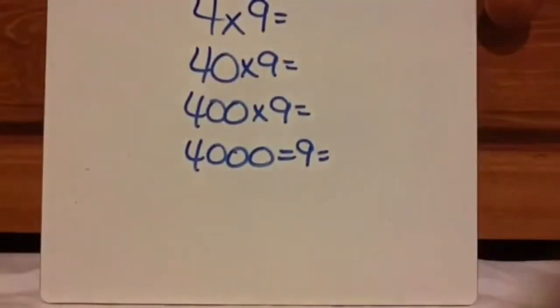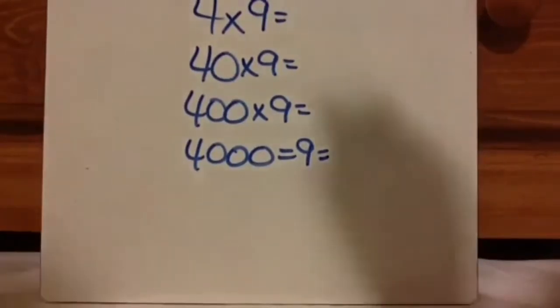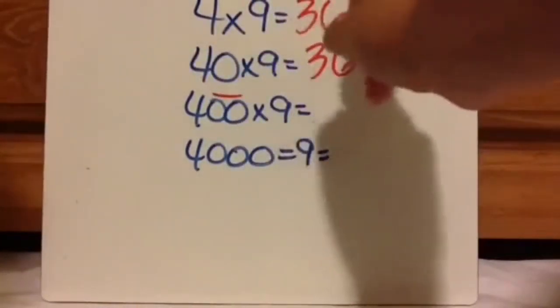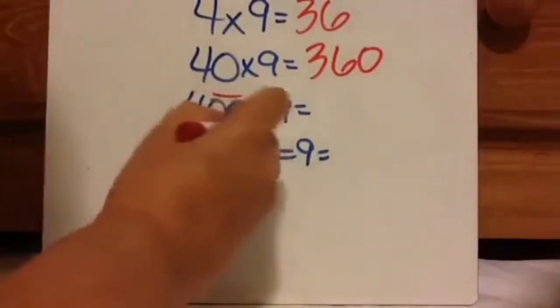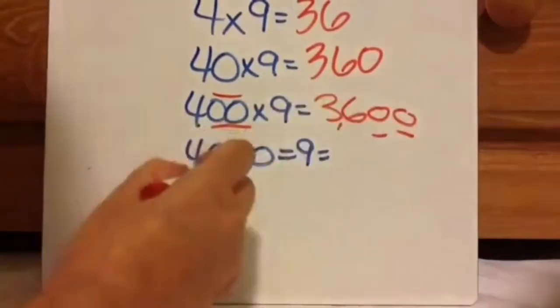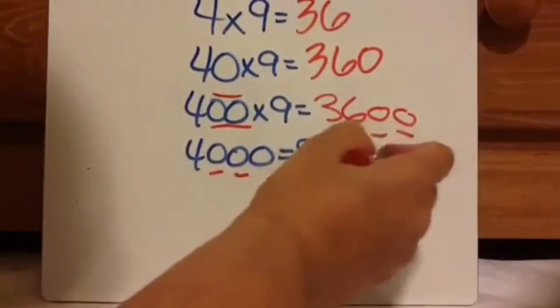I want you to try solving these. Press pause, solve them, and press play when you're ready to check. Okay, 9 times 4 is 36. So when I have one with an extra 0, that's going to be 360. When I have one with 2 zeros, it's going to be 3,600. When I have one with 3 zeros, it's going to be 36,000.